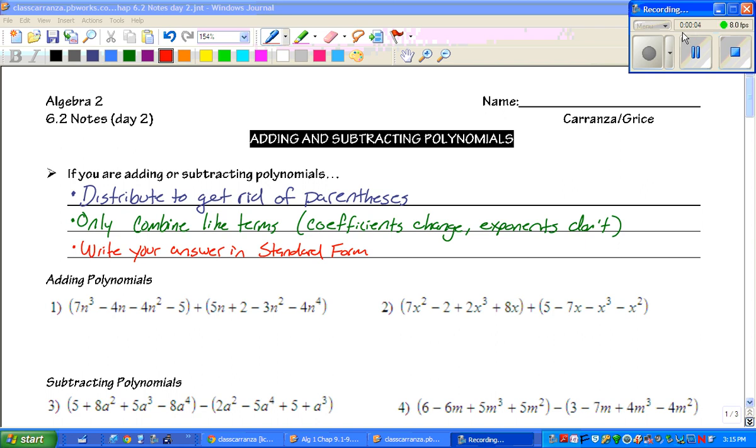Guys, this is Mr. Grice for Algebra 2, Chapter 6.2, Notes, Day 2. Today we're talking about adding and subtracting polynomials.